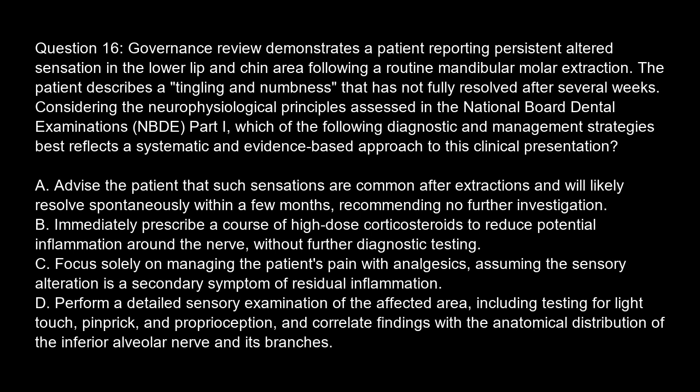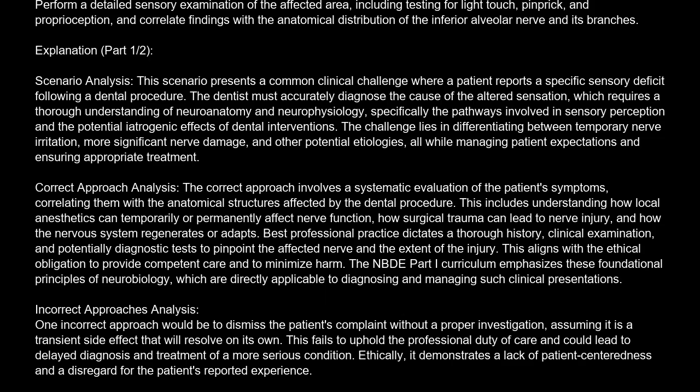Option D. Perform a detailed sensory examination of the affected area, including testing for light touch, pinprick, and proprioception, and correlate findings with the anatomical distribution of the inferior alveolar nerve and its branches. The correct answer is D. Perform a detailed sensory examination of the affected area, including testing for light touch, pinprick, and proprioception, and correlate findings with the anatomical distribution of the inferior alveolar nerve and its branches.